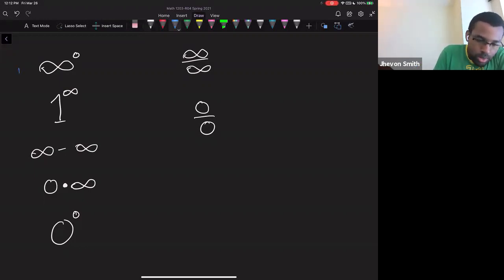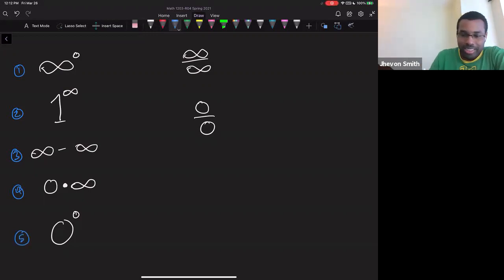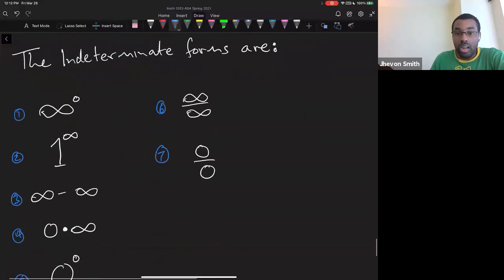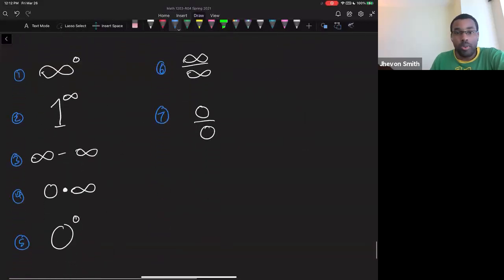So, 1, 2, 3, 4, 5. These are the indeterminate forms, like I'm introducing a band. My band is called the indeterminate forms. Yeah, 6, 7. Okay, so these are all indeterminate forms. We cannot determine them at face value. Now, here's the thing. L'Hopital's rule, the guy that I'm trying to introduce to you, does not apply to all indeterminate forms. It applies to indeterminate forms, but not all of them.